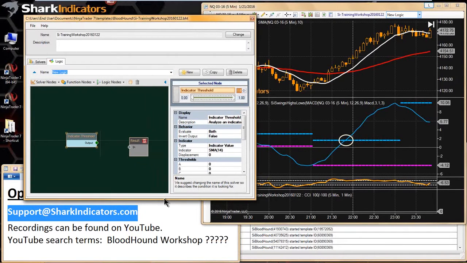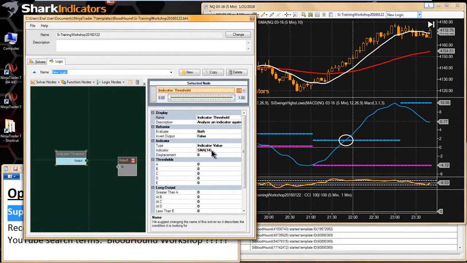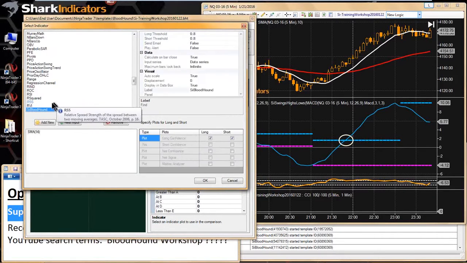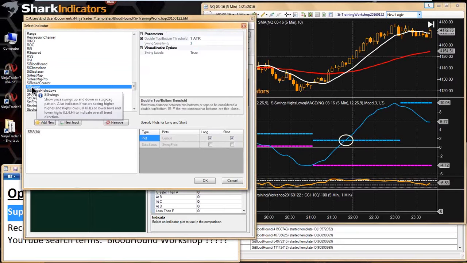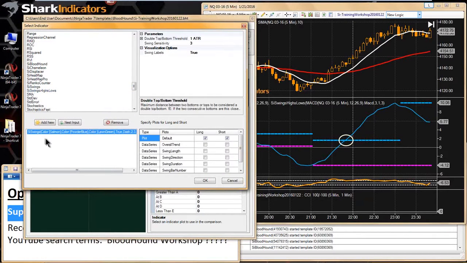All right, so if I grab a threshold solver, and let me load, let's see, yeah, I think this SiSwings has some DataSeries. Yeah, it does. So you see how the swings indicator has all these DataSeries. So like for example, the swing length, right? So the swing length is the number of bars that a swing lasted.